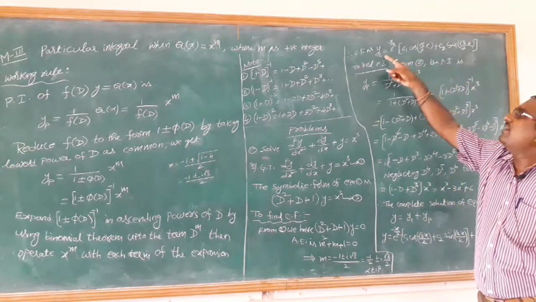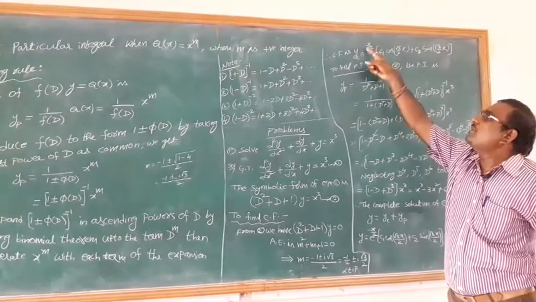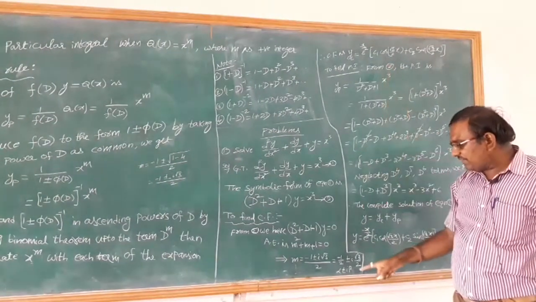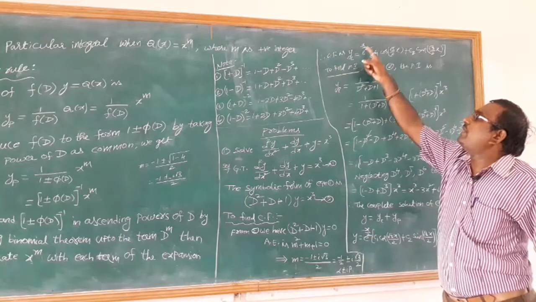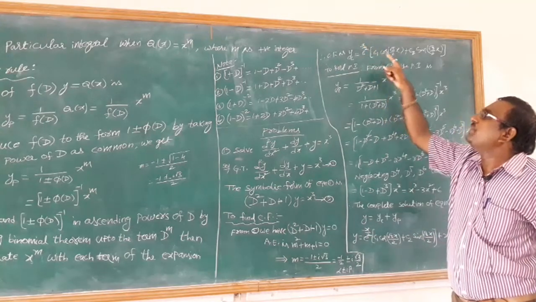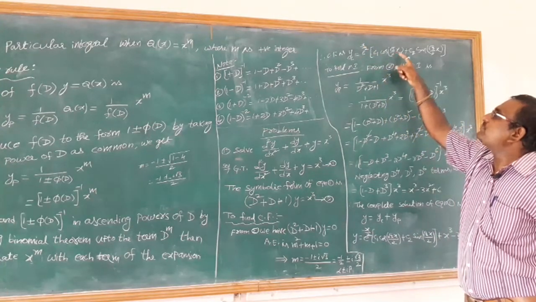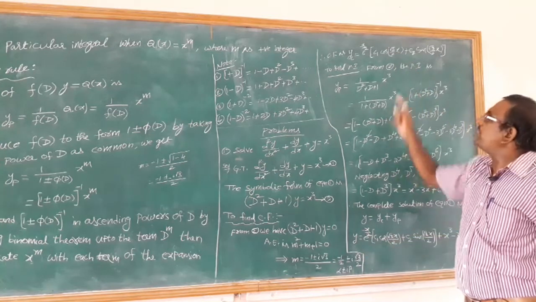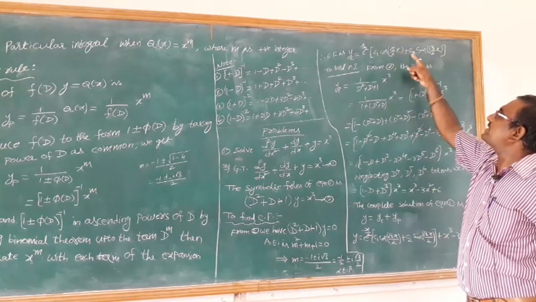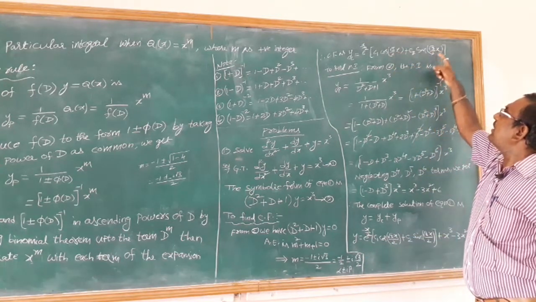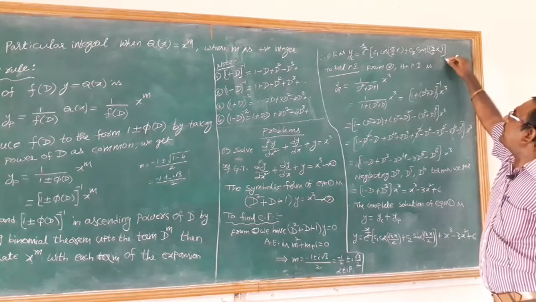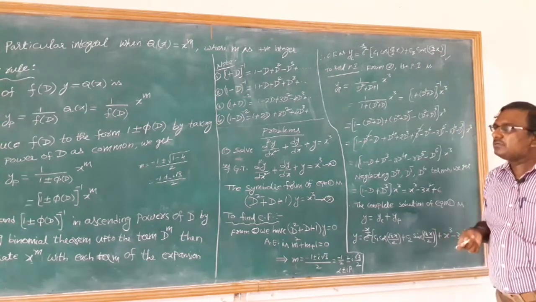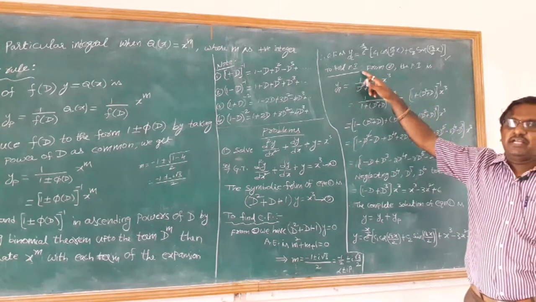Complementary function is yc equals e power alpha x. What is alpha here? Minus 1 by 2. So minus 1 by 2 into x means minus x by 2, into c1 cos beta x. Here the beta value is root 3 by 2. So cos root 3 by 2 x plus c2 into sin root 3 by 2 into x. So this is the complementary function, right? Now we have to find the particular integral.